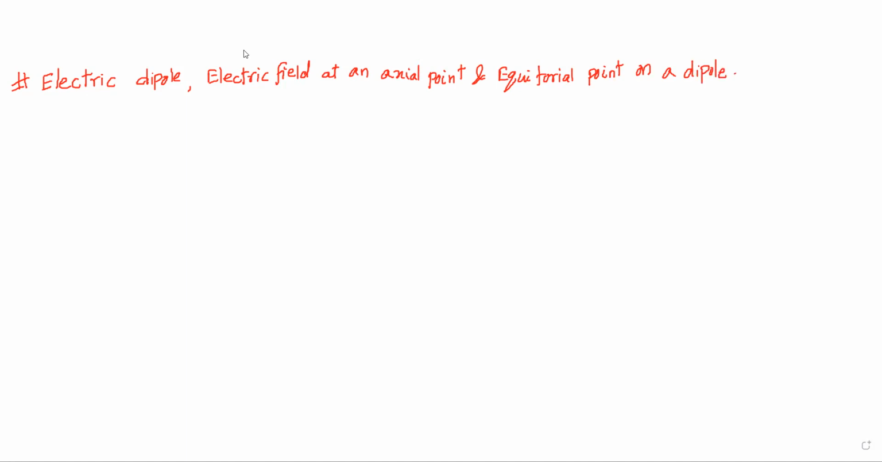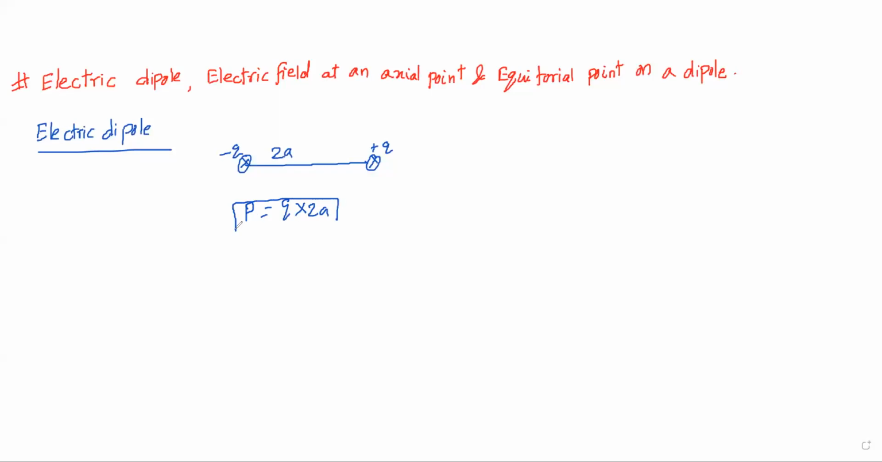So what is dipole? What is electric dipole? Electric dipole in the sense of a pair of two equal and opposite charged particles, one is plus q and minus q, separated by a distance of 2a. Then this we can call it as electric dipole. So electric dipole we are representing with the letter P. P is equal to q into 2a. So this is the electric dipole definition.